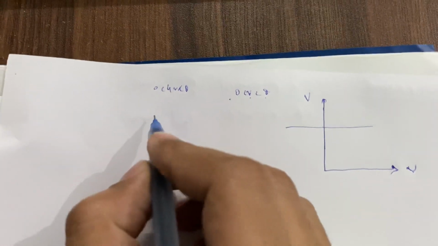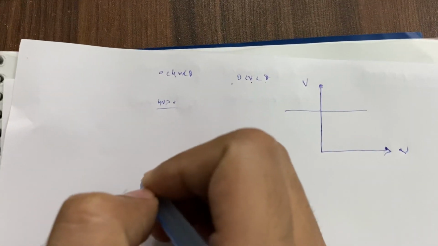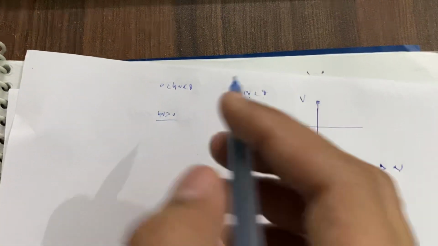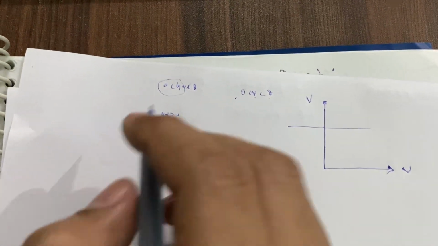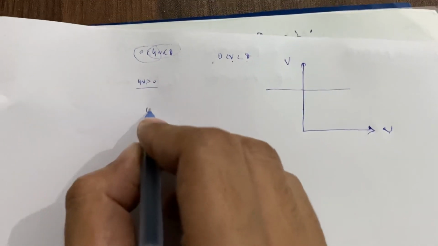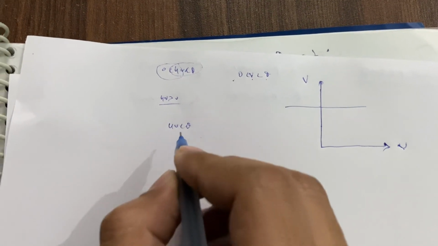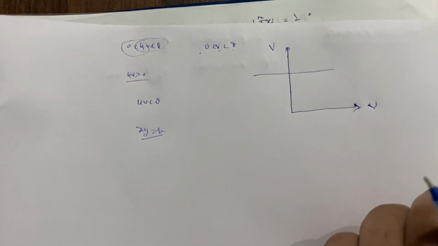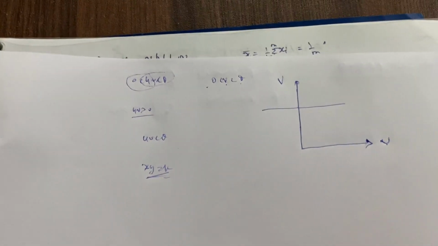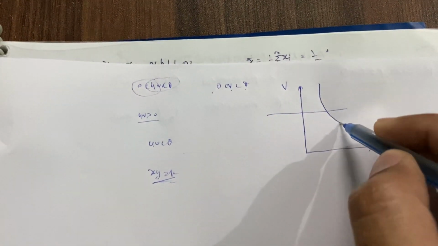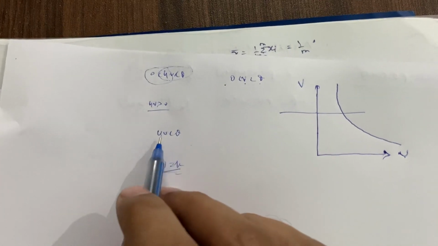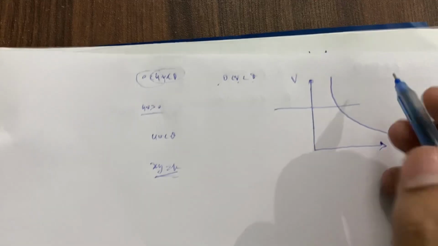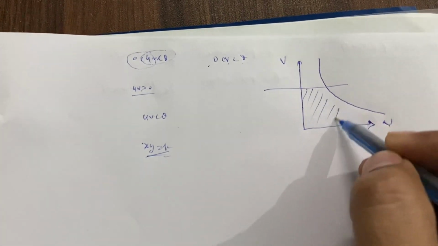And similarly uv greater than 0. Okay, uv greater than 0 means both are positive and both are negative, which means this area, and we have considered this area. Now we will consider this area, uv less than theta. So this is basically in terms of xy = k, which is the rectangular hyperbola formula. Okay, so rectangular hyperbola is like this. And uv is less than theta, so thus our required region will be this.